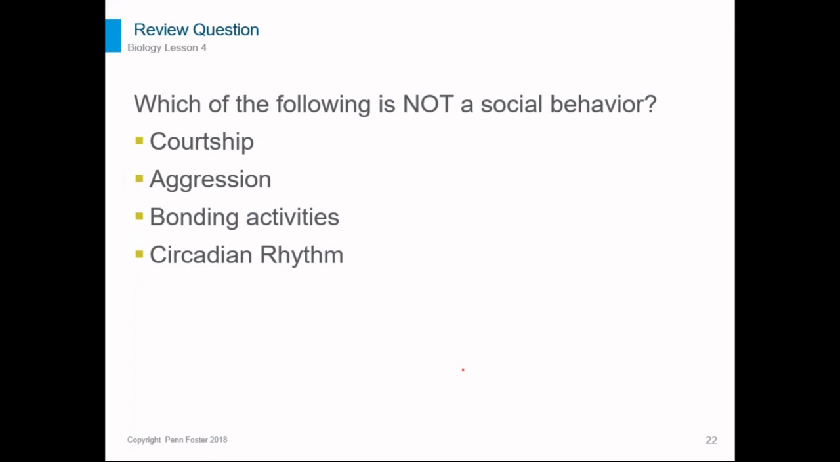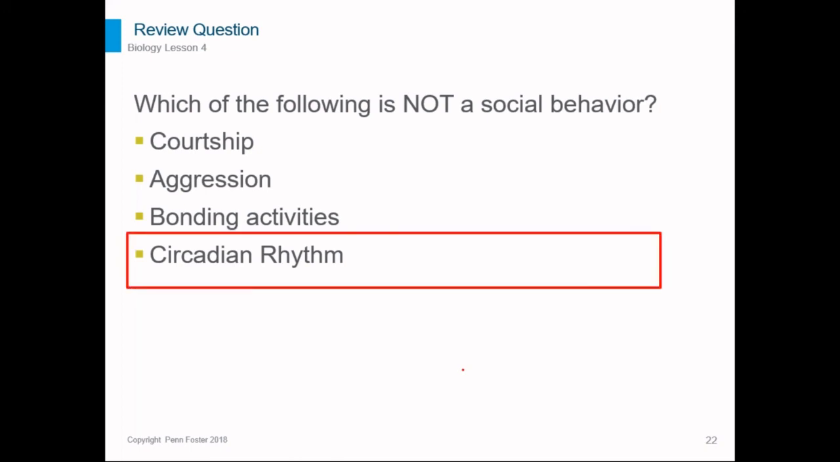And which of the following is not a social behavior? Courtship, aggressive, bonding activities, or circadian rhythm? Okay, so those first three are definitely social behaviors between animals. The only one that's not is circadian rhythm. That's more of what's happening within an individual animal's behavior.